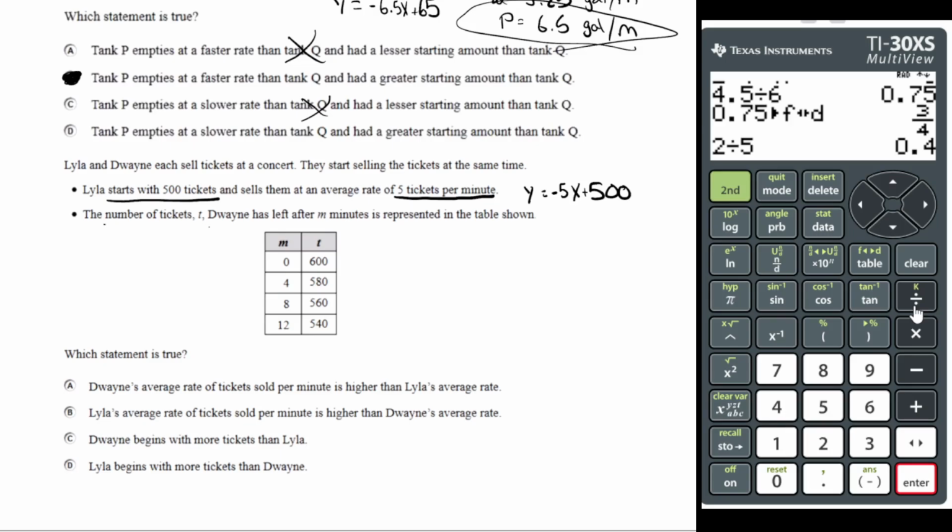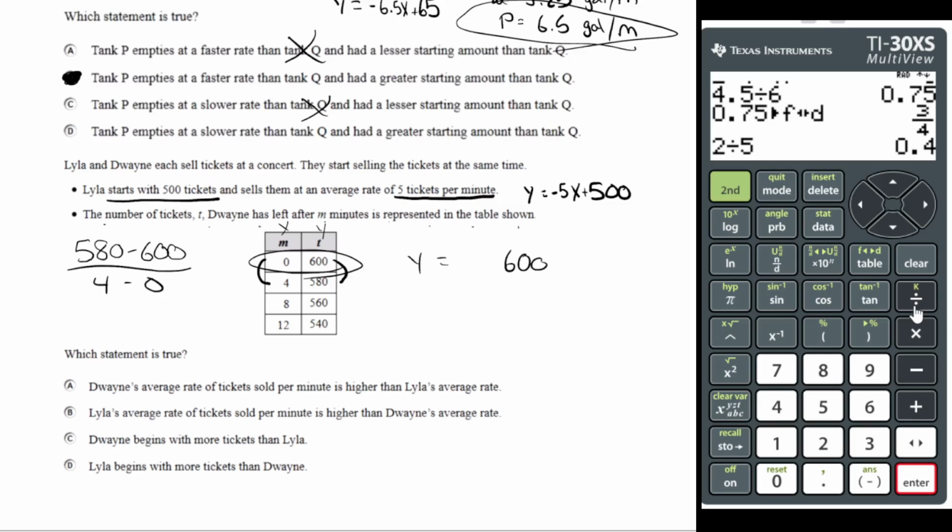The number of tickets Dwayne has left after M minutes is represented in the table shown. Okay, that has a starting value, where M equals 0, of 600. And then we've got to find the rate. So we pick 2 numbers, and we evaluate our change in Y over our change in X. We're going from 580 to 600. 580 minus 600 over 4 minus 0.